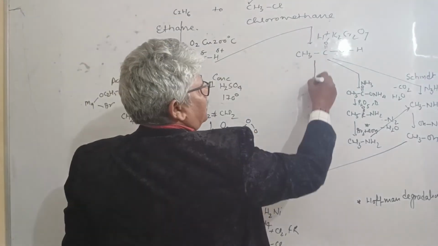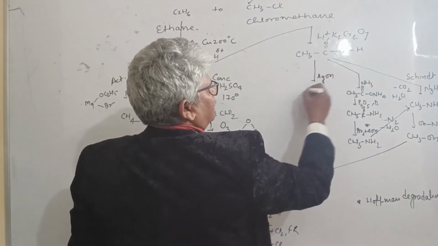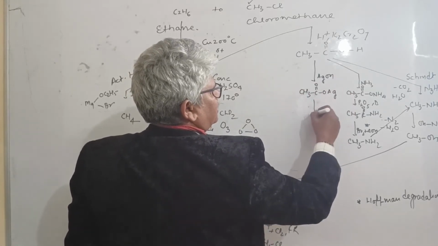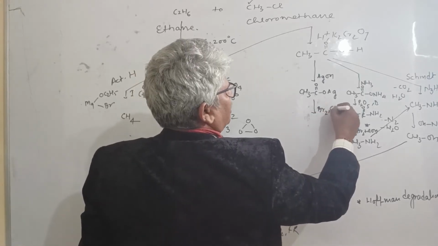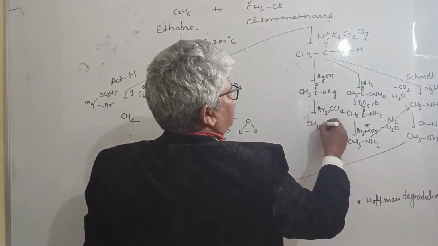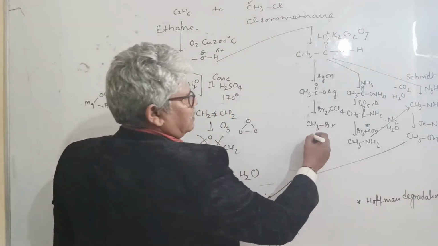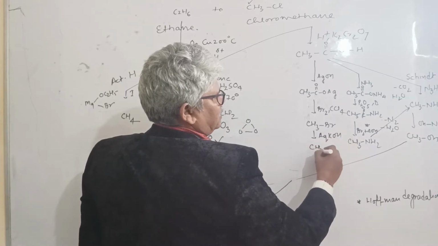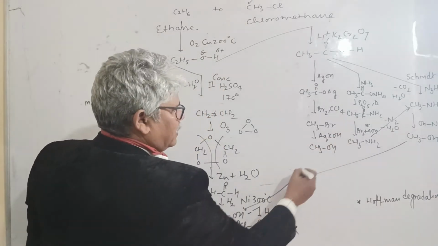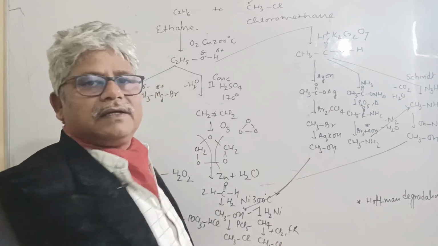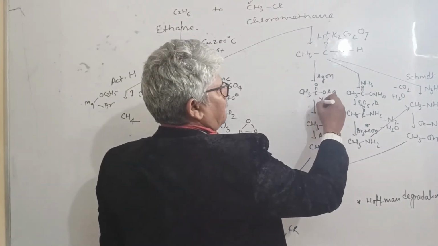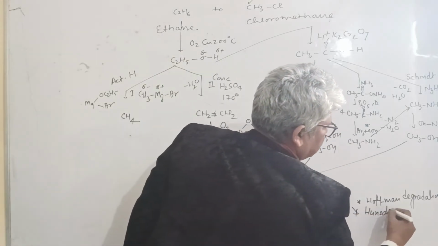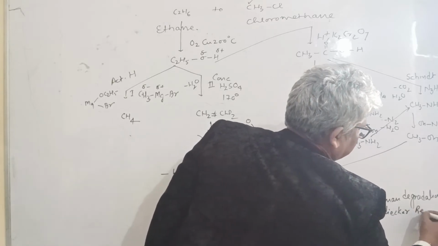In this case, we react with silver hydroxide. This converts to silver salt of carboxylic acid. This is made to react with bromine in presence of solvent. It converts to methyl bromide, and methyl bromide with aqueous KOH converted to methanol, and methanol can be further converted back to halide. This reaction is called Hunsdiecker reaction. Again a name reaction, Hunsdiecker reaction.